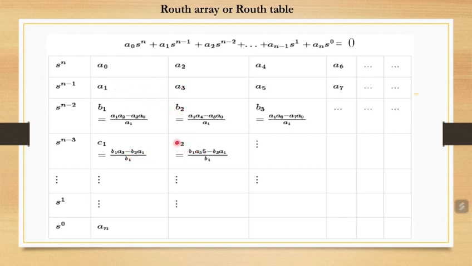Then similarly c2, if I want, again b1 is going to be the base element: b1 into a5 minus a1 into b3 divided by b1, right? So the same procedure will be repeated till we get the elements of s power naught.